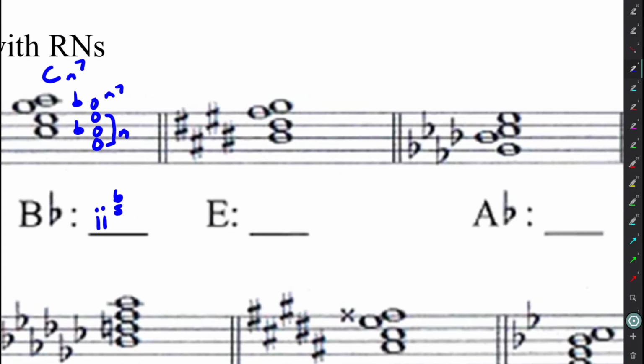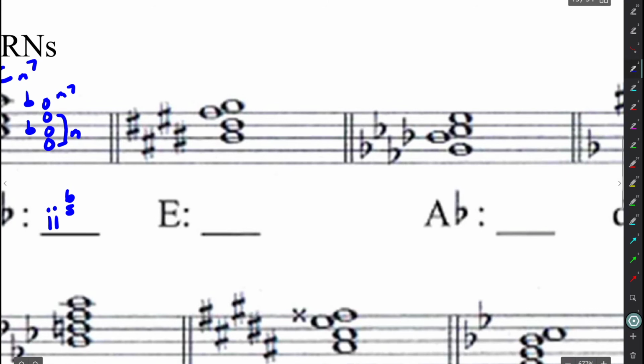Next, find the root again, which in this case is B. Line, line, line, space. I put this in root position. I add in my sharps. In this case I have a B, a D sharp, and an F sharp. If I analyze this, I'll see that I have a major triad and a minor 7th, which means this is just a B7 chord.